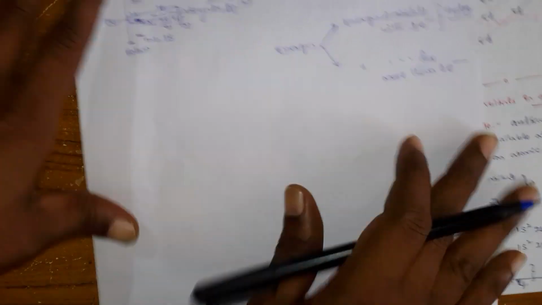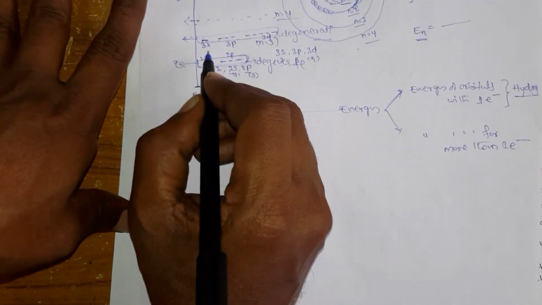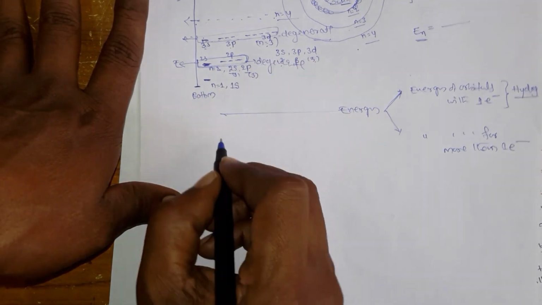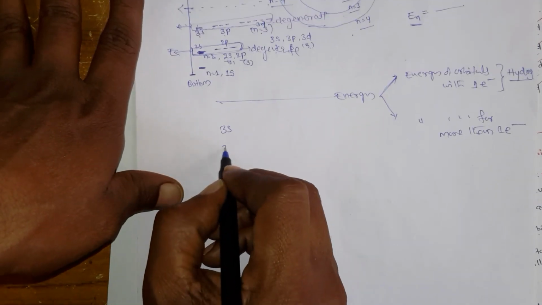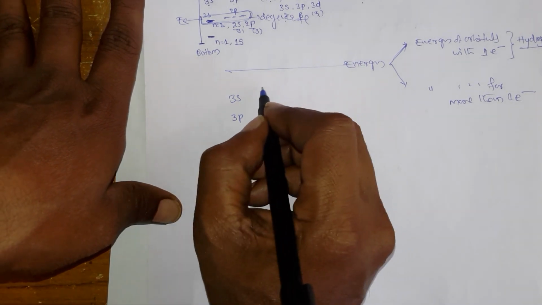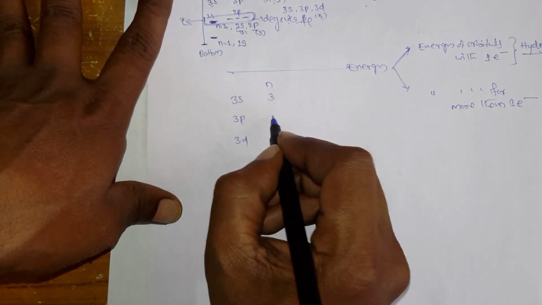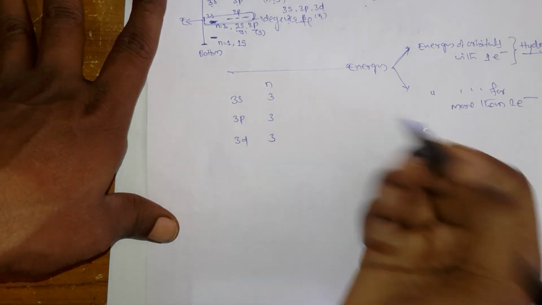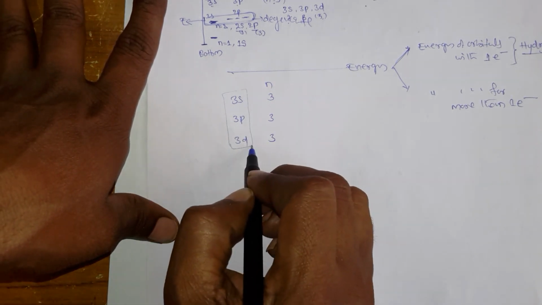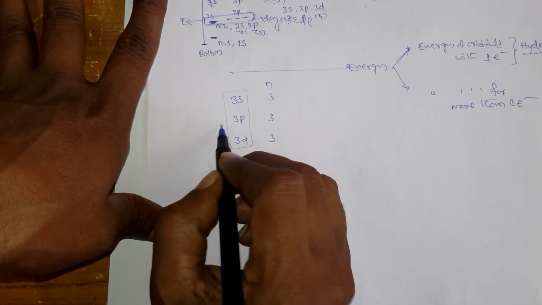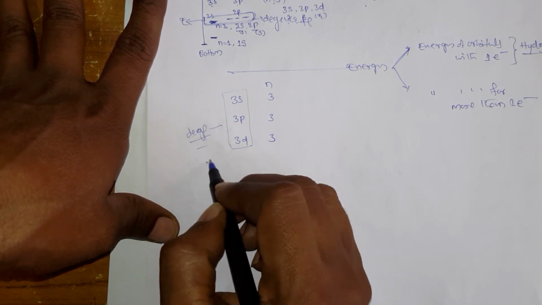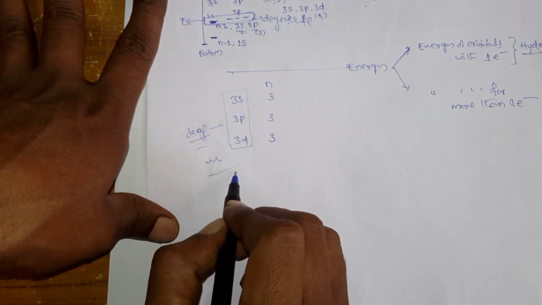Take one more example here: 3s, 3p, 3d. Generally for these the n value is the same, 3, 3, 3. That means all these orbitals have the same energy, so they are degenerate. But in a multi-electron system, these are not degenerate.